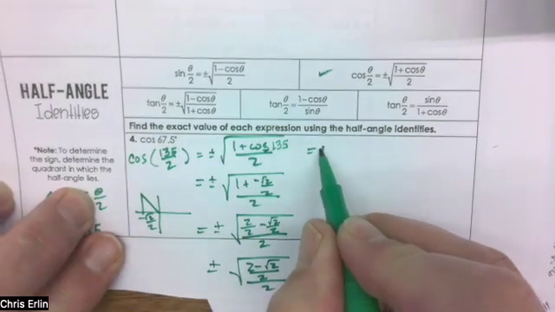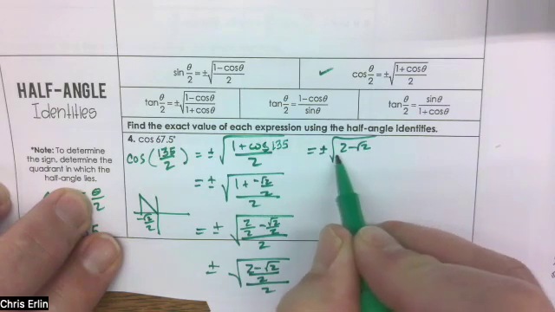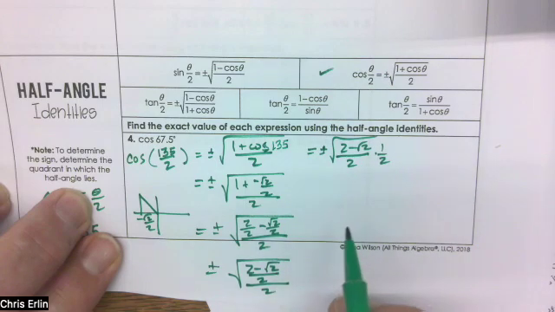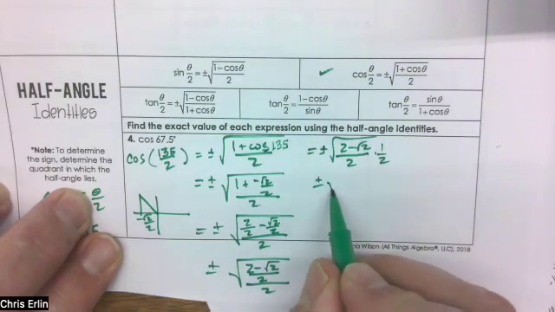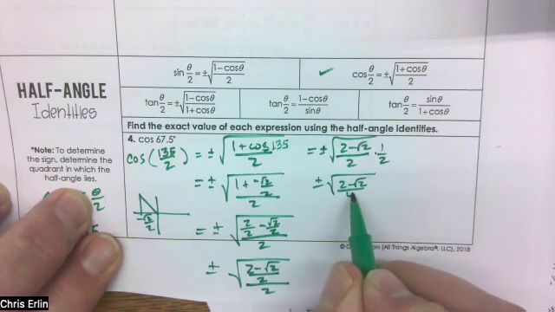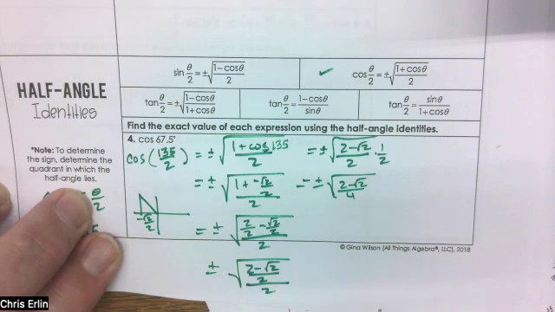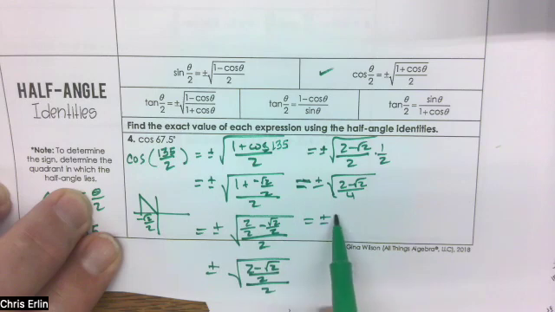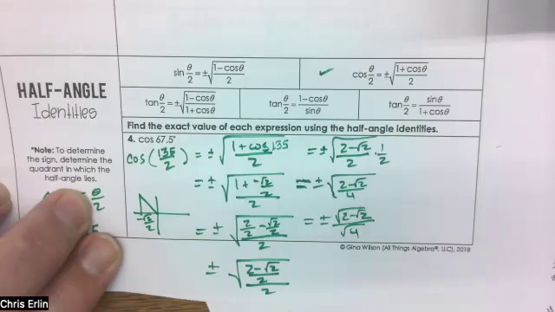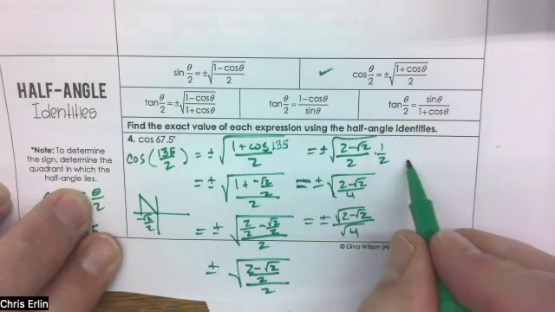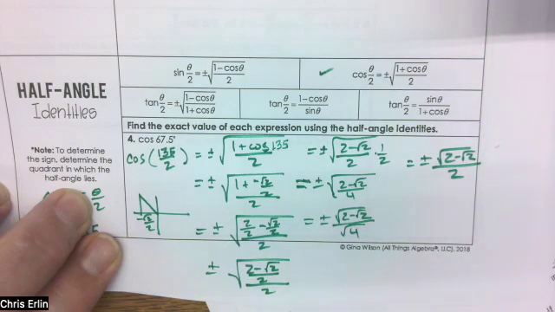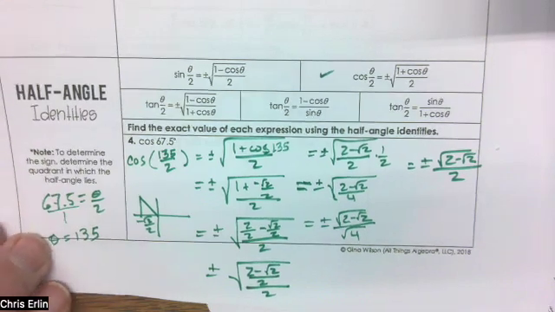And that's the same thing as plus or minus the square root of 2 minus root 2 over 2 times 1/2, right? Dividing by 2 is the same as times 1/2. So 2 minus root 2 over 4, which is 2 minus root 2 on the numerator and root 4 on the denominator, which is plus or minus the square root of 2 minus root 2 over a regular 2, and one more step.